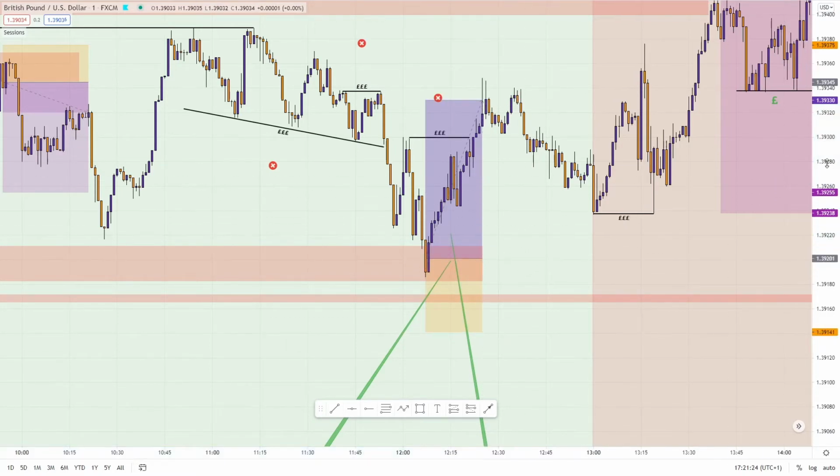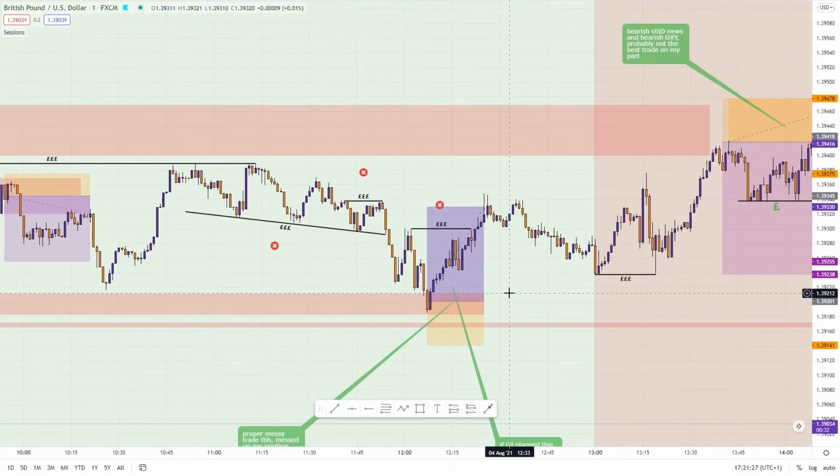Anyway, price came into this area beautifully, started to push up. Oh, sorry if you heard that. That was my MetaTrader, I think. Yeah, price started to push up.